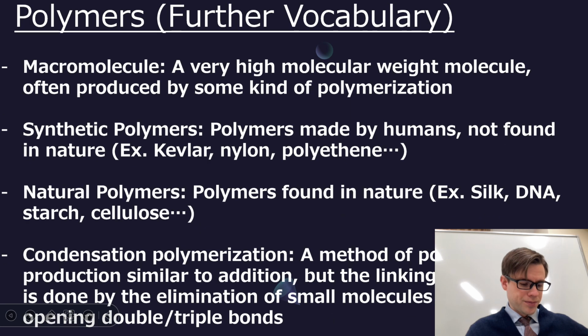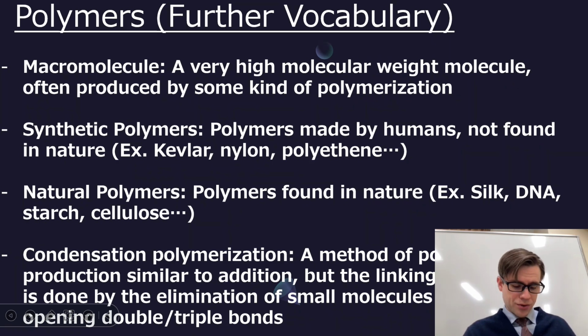More vocabulary. Macromolecule. So a very high molecular weight molecule, often produced by some kind of polymerization. And I think this vocabulary is often used in biochemistry and biology. So macromolecules include things like carbohydrates, proteins, lipids. What else? Synthetic polymers. So polymers made by humans, not found in nature. We can have things like Kevlar, like body armor, nylon for clothes, polyethene for plastic stuff.